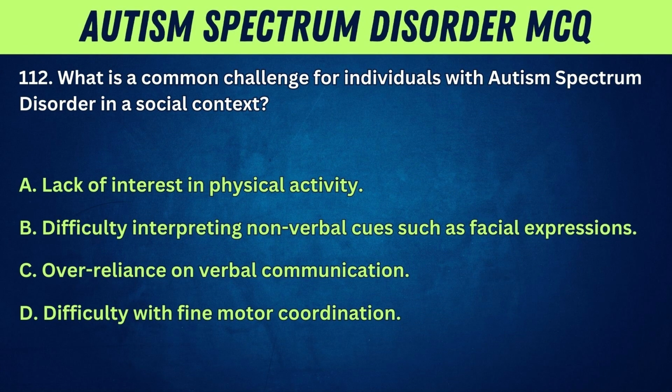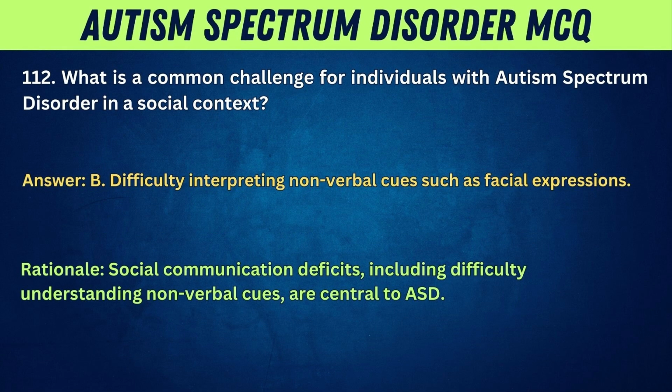112. What is a common challenge for individuals with autism spectrum disorder in a social context? A. Lack of interest in physical activity. B. Difficulty interpreting nonverbal cues such as facial expressions. C. Over-reliance on verbal communication. D. Difficulty with fine motor coordination. Answer: B. Difficulty interpreting nonverbal cues such as facial expressions. Rationale: social communication deficits, including difficulty understanding nonverbal cues, are central to ASD.